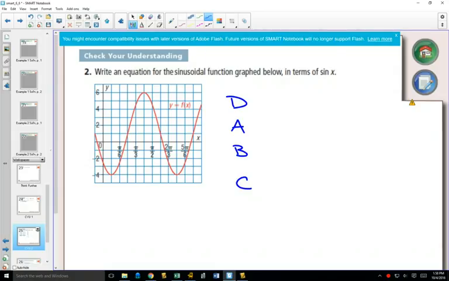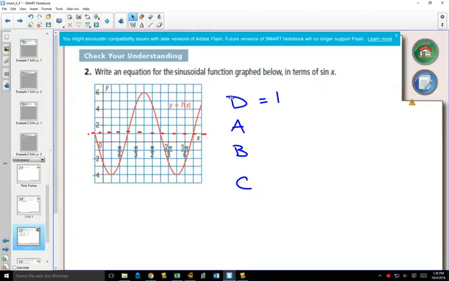So starting with this, where's our center line? Right at 1. One thing you can do is a check for your center line. So yes, it is at 1.